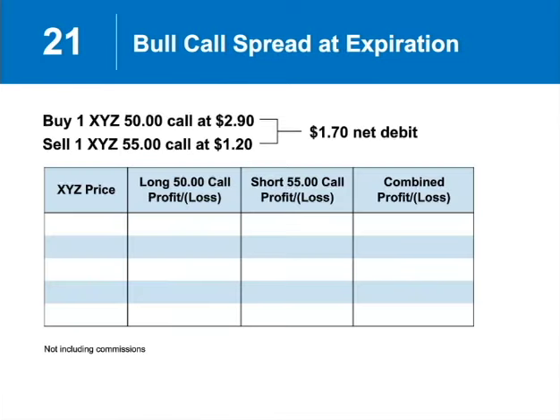Maximum profit potential, we hammered this home a number of times through our foundation building with the vertical spreads. It's the strike difference minus the net debit paid. So very simply, it's that $5 difference between the strikes minus the 95 cents paid gives us a maximum potential profit of $4.05, quite a risk-reward ratio. Maximum loss can't be more than what we paid for the spread. So the maximum loss is that 95 cents or $95.